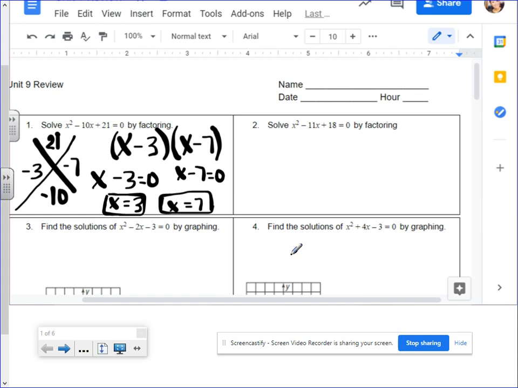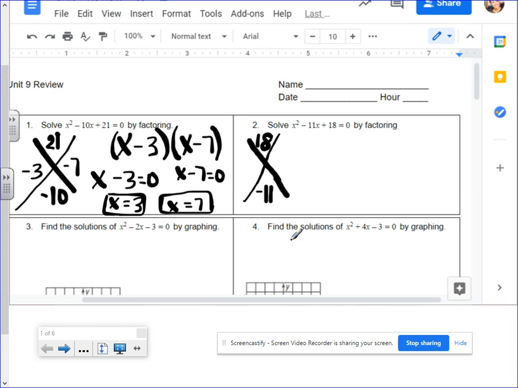Same exact thing for number 2. We would start by doing the X factor method. Your top number would be A times C. Your A is 1, so 1 times 18 is still just 18. And B is negative 11. That's your bottom number.